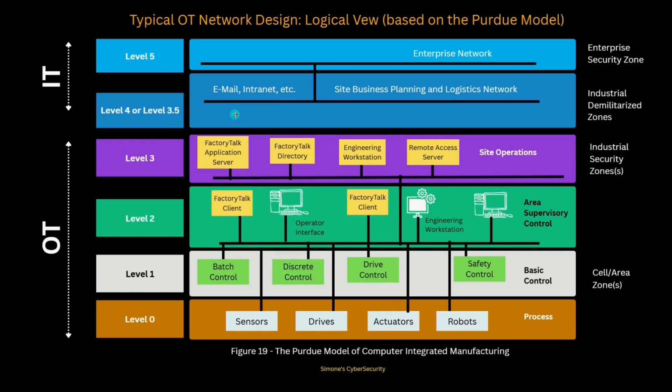Again, don't worry about memorizing all these layers for now. We will break down these zones and segmentation strategies in much more depth in section 6 of this course. For now, just focus on this key takeaway: the Purdue model doesn't just describe control layers, it also helps define where to apply security boundaries between IT and OT networks. That's all on this slide. See you in the next one.